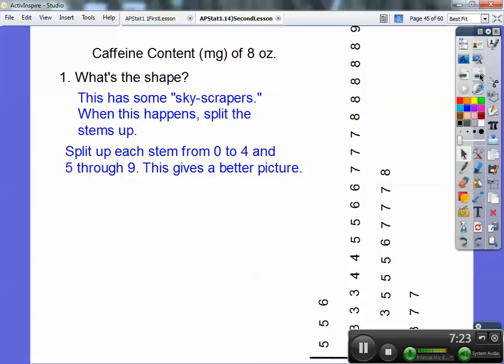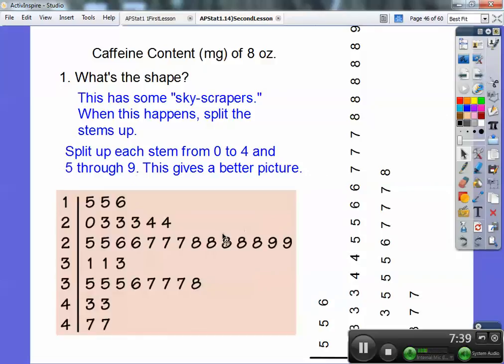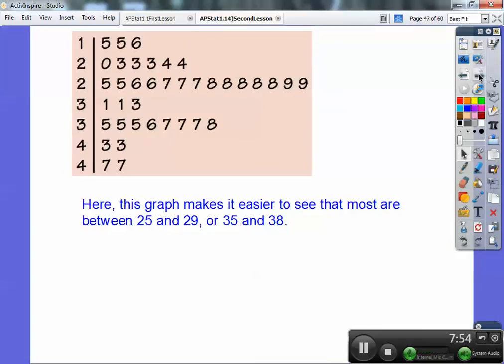So I'm going to split the stems up from 0 to 4 and then 5 to 9. So this would be like 10 to 14, and this would be 15 to 19, and then 20 to 24, and then 25 to 29. So there it is, split with the stems up right there. Okay, so here's 15, 15, 16, and then I don't have any for 10s and 11s and 12s, but I do have some 20s to 24s and some 25s to 29s right there. Okay, here it's easier to see when I do that. It makes it easier to see that there's more numbers between 25 and 29 than there are 35 to 38.